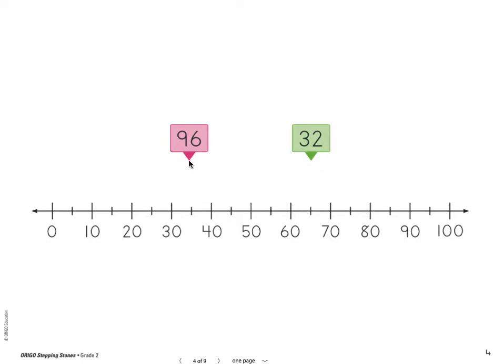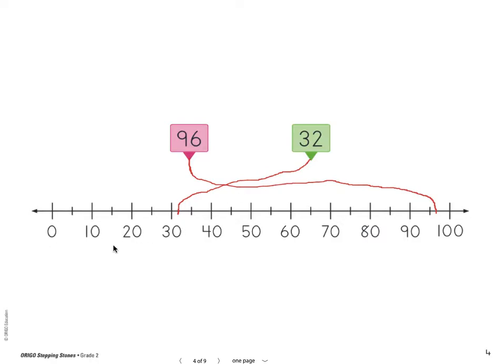Okay, why don't we label them on the number line so that we're familiar with what numbers we're talking about. So 96 would be way down here. We know that's that midway point between 90 and 100. So 96 would be right about here. And then we have 32, which would be right about here. 30, 31, 32. Okay, so my question for you today is I want to know which one of these two numbers, 96 or 32, is closest to a number you would say when you count by 10.